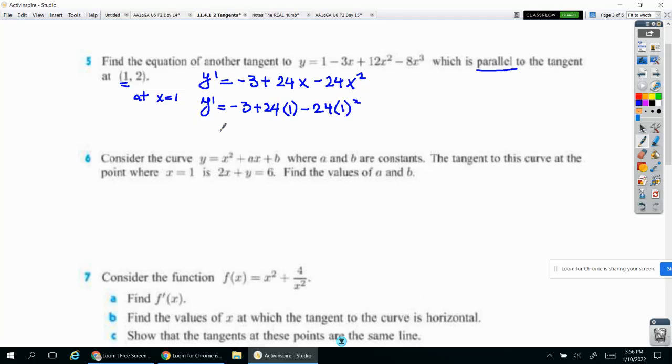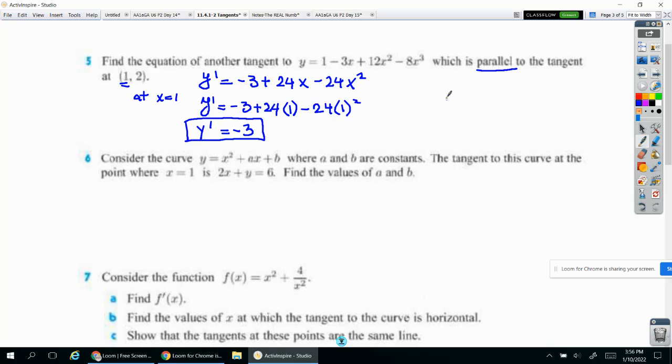So what do we have? This is negative 3 plus 24, and this is minus 24, so it's just going to be negative 3. So y prime is negative 3. Okay. So now it says find the equation of another tangent to this line.